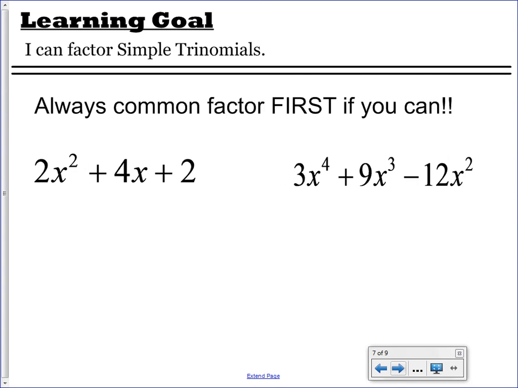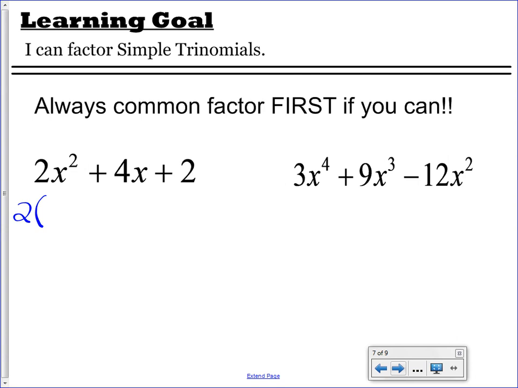Okay, always common factor first. What do you notice first about this? What could you common factor out of this trinomial? Nathan? A 2. So, again, I can divide 2 by each one of these. So I'll write 2 here. Inside my brackets, what do I get here?